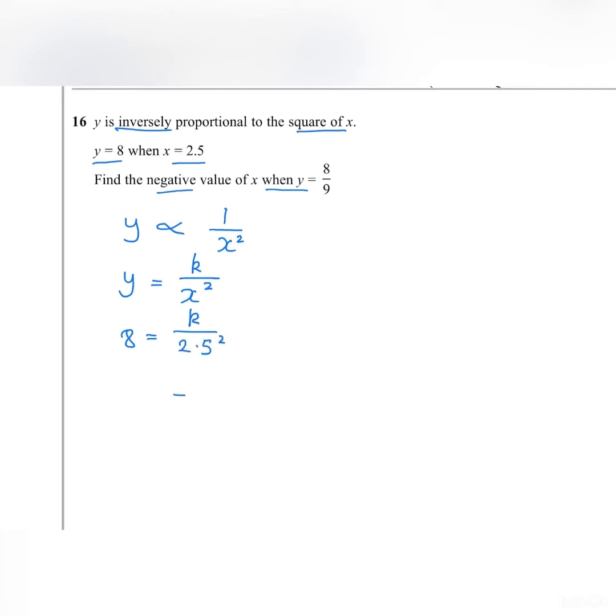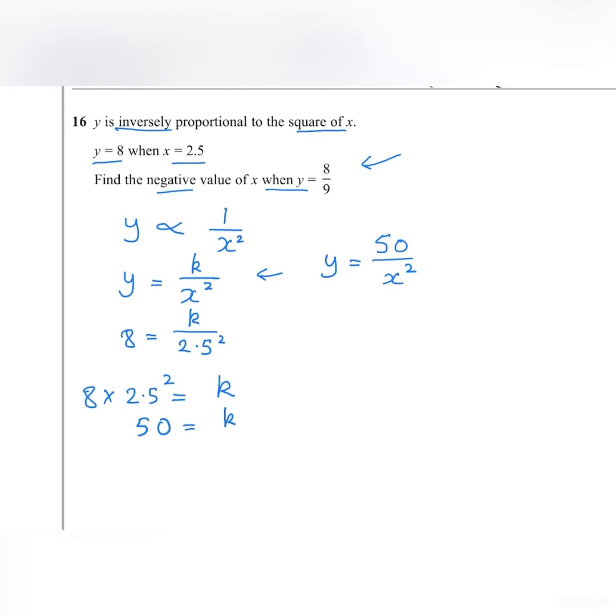Okay, now we can find what k is by rearranging this equation. So we can do 8 times, timesing both sides by 2.5 squared, and k equals 50. Okay, now we can substitute this value of k into this equation. So y equals 50 over x squared. And now we are ready to do our next part of the question.